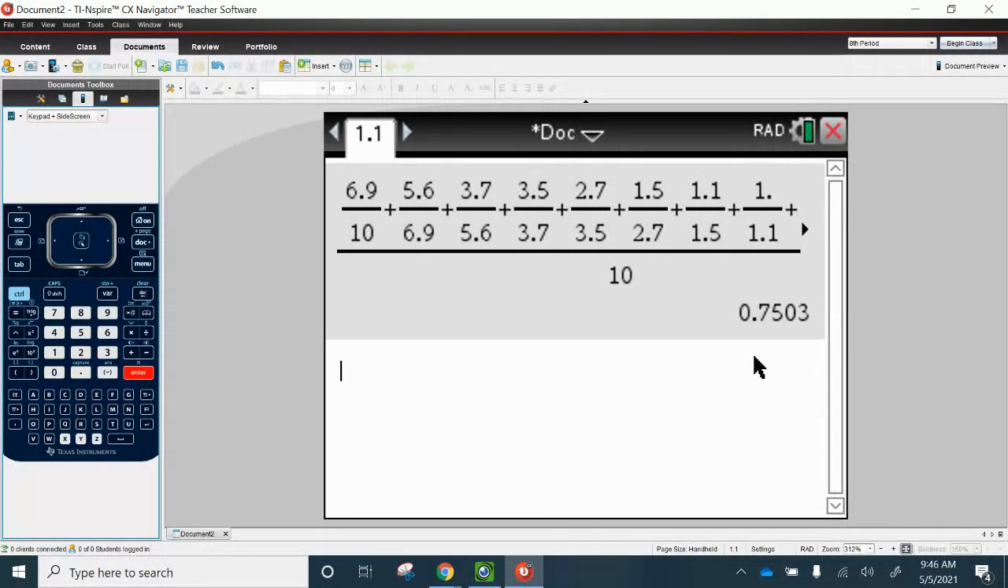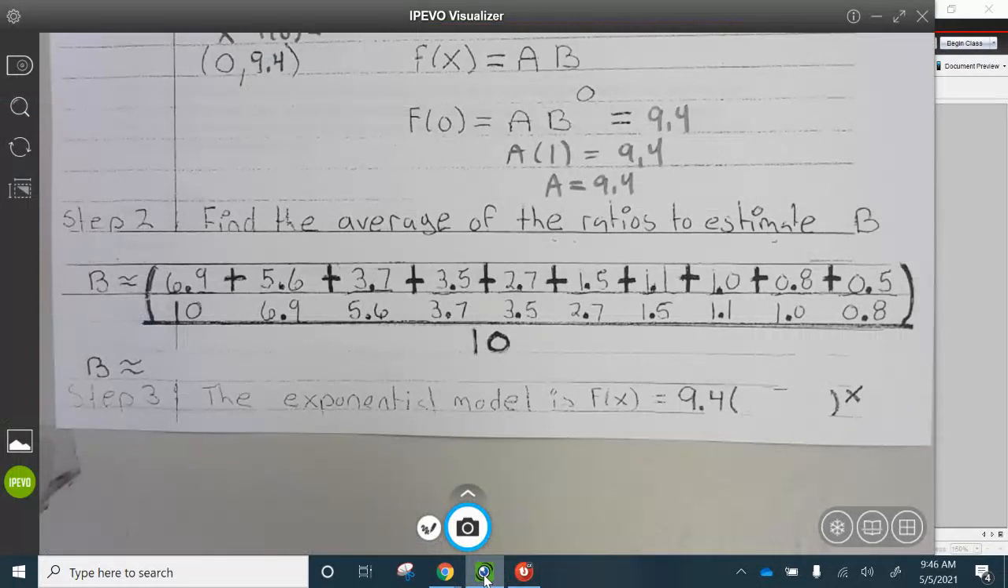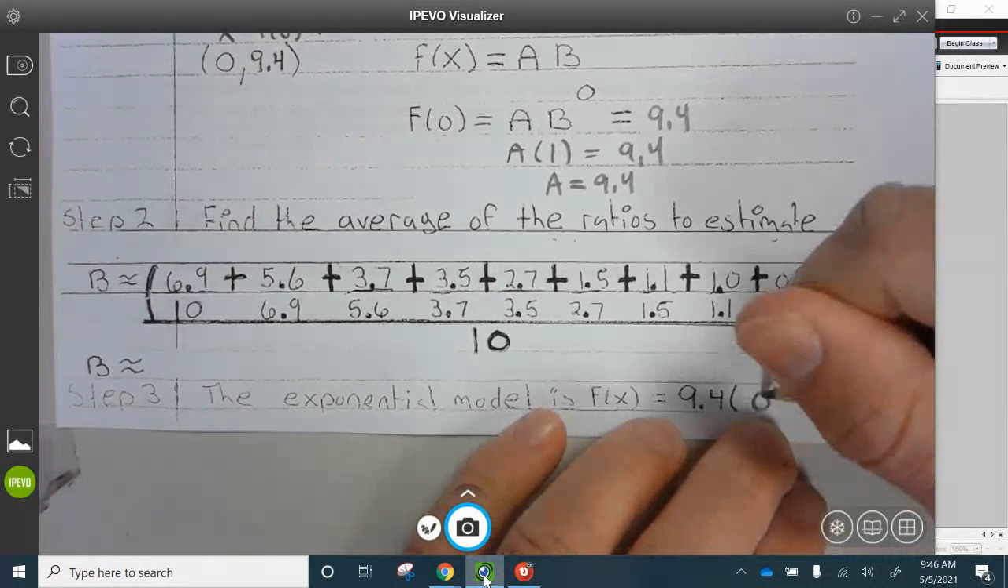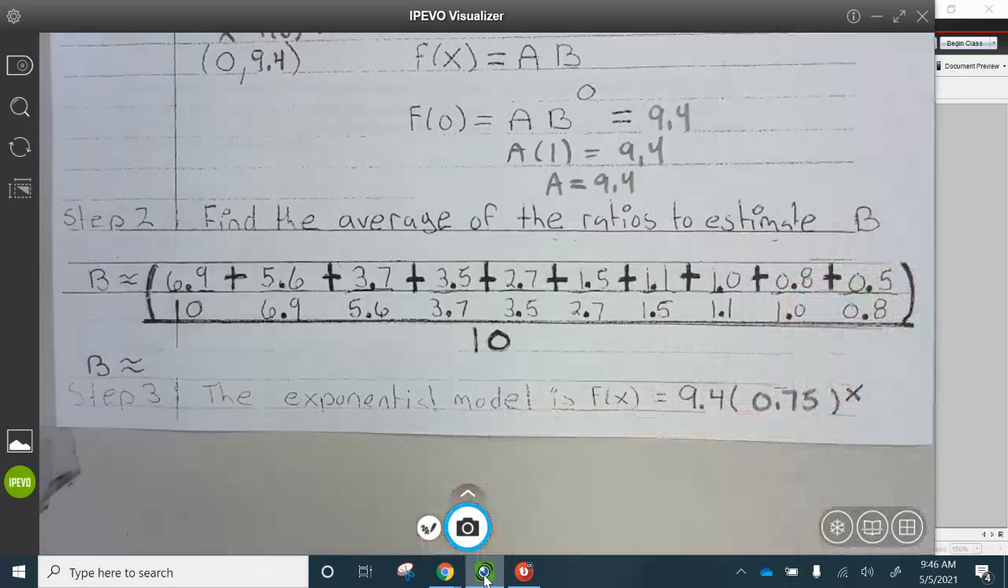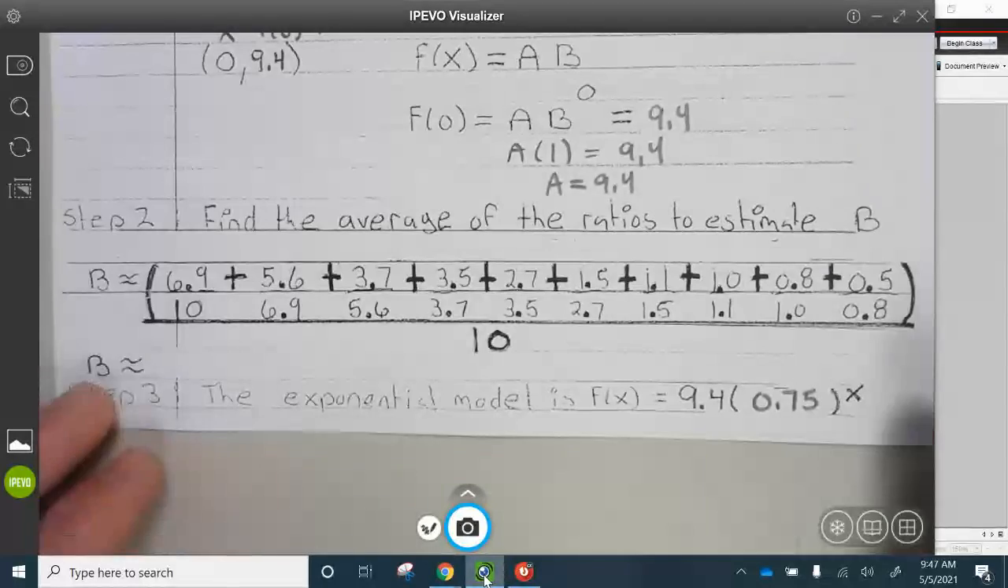and then they want it, let's put 0.75. Okay, so the exponential model is f of x equals 9.4 times 0.75 to the x. All right, go and finish up question 7.